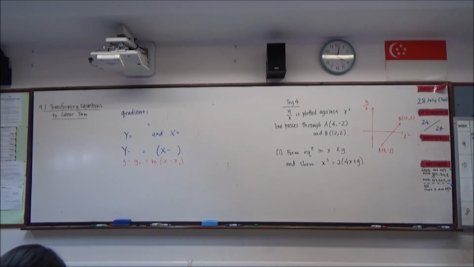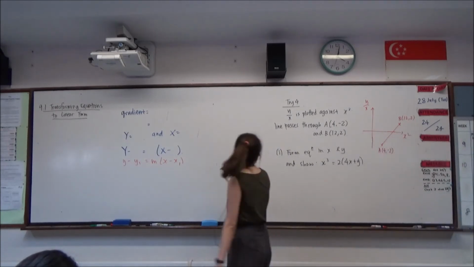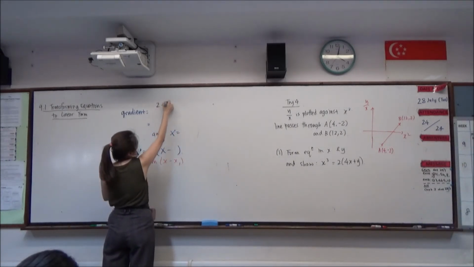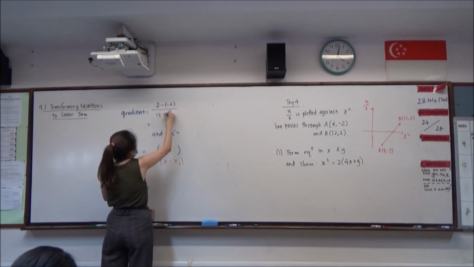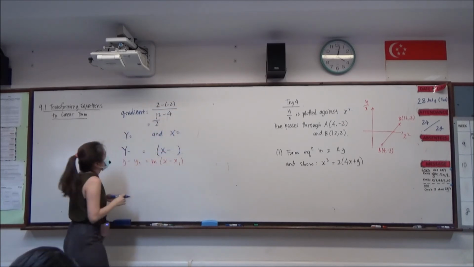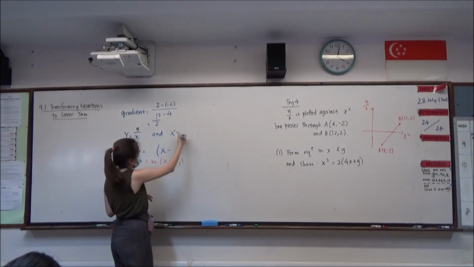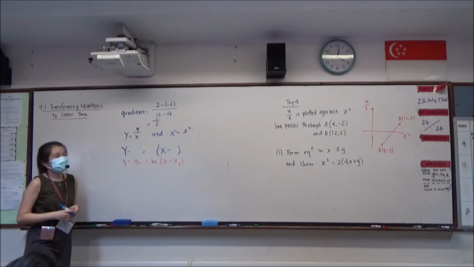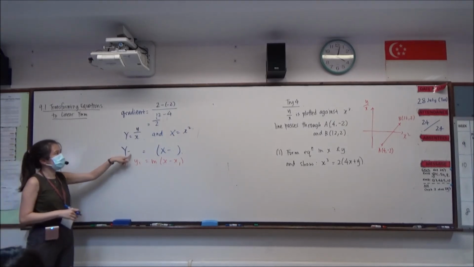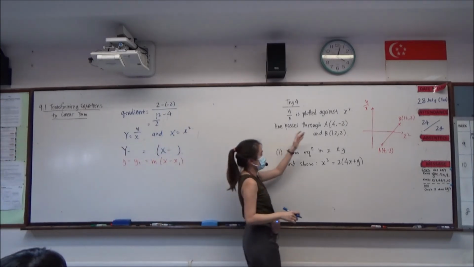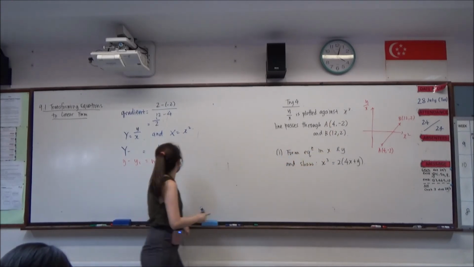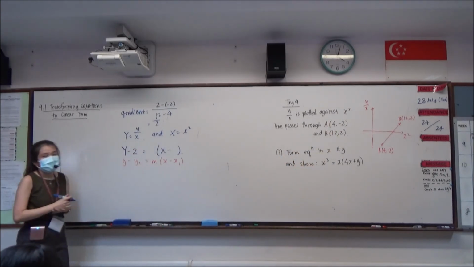Are you able to find the gradient? What's the gradient? Half. Okay, so use the points. We get 2 minus negative 2 over 12 minus 4, which gives half. Our big Y is our small y over small x, and big X is small x squared. Just choose any one point. You can choose (4, 2) or (4, -2). Let's choose maybe (12, 2).